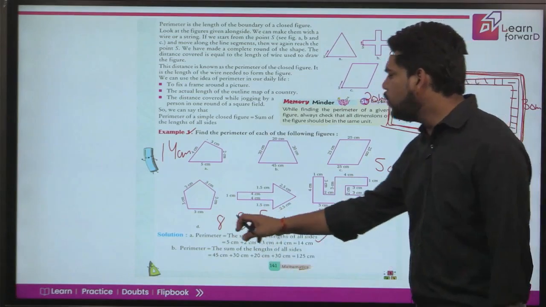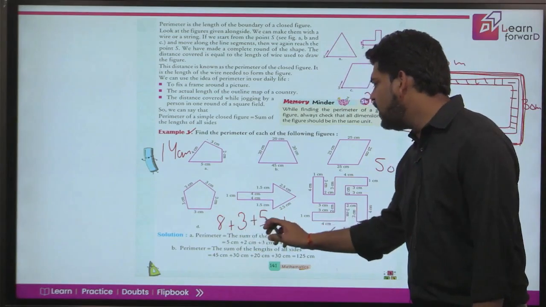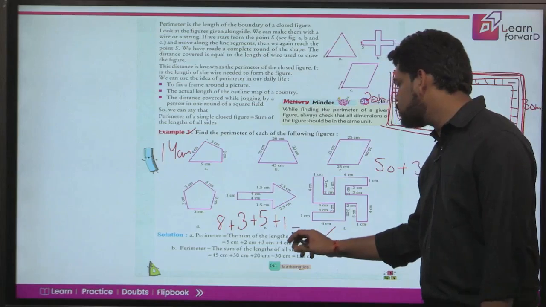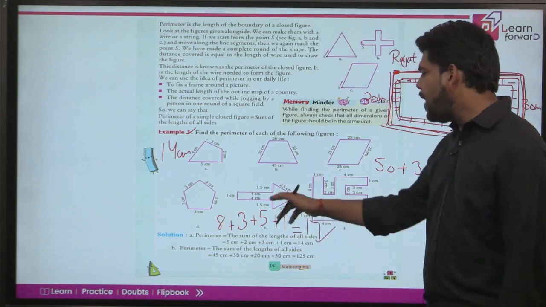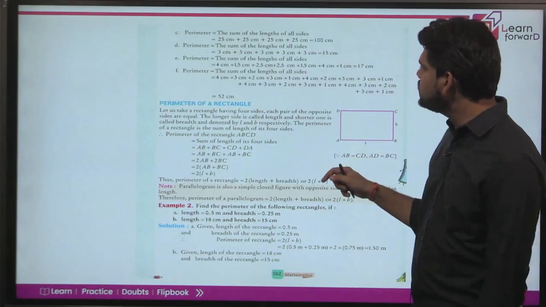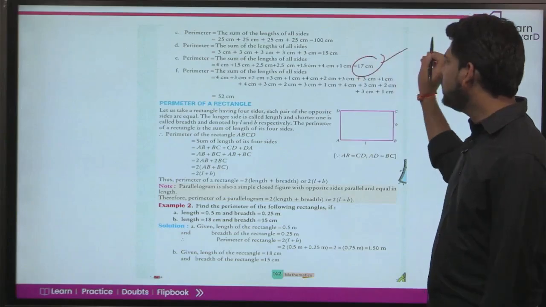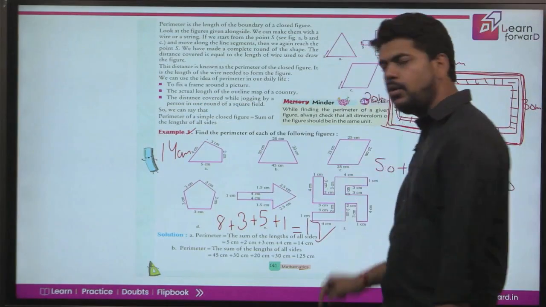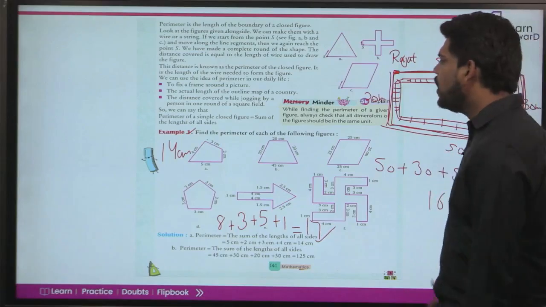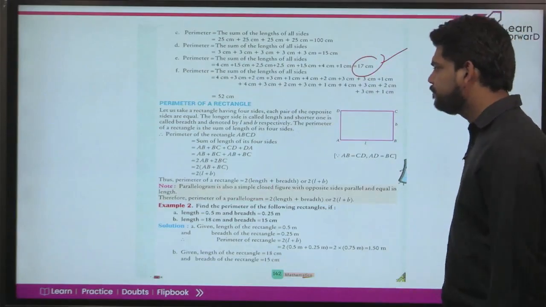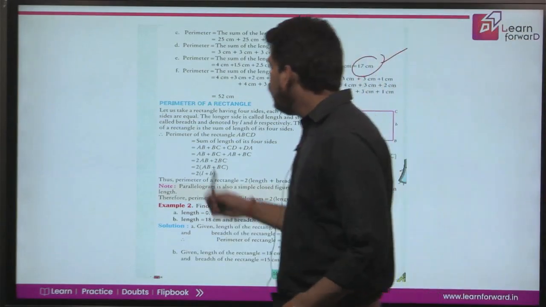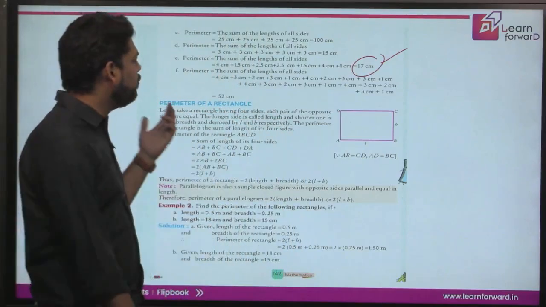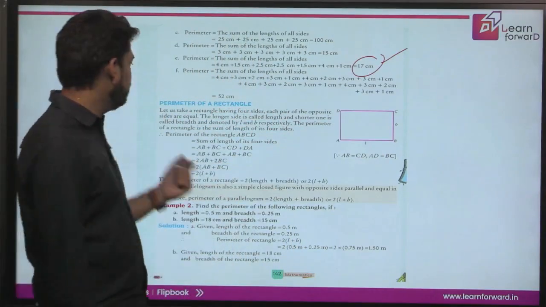So what is the total? 8 plus 3, 11, 11 plus 5, 16, 16 plus 1, 17. So the perimeter of the arrow question is 17 and our answer is correct. So this way you can calculate the total length of the boundary of any shape and you can find out the perimeter. Fine. Now let us see how the formula of the perimeter of a rectangle is derived.